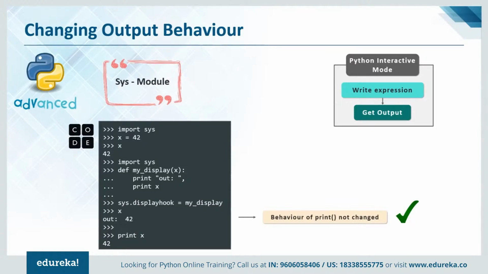Here we're using the display hook, right? So sys.displayhook is equal to my_display, and then x. The print function remains the same, as you can check, right? So this is how we can change the output behavior, but without changing the behavior of the function.